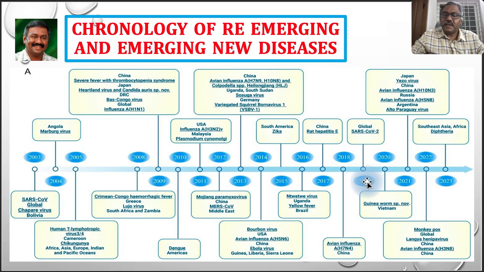In 2019, a big havoc in health globally, severe acute respiratory syndrome coronavirus 2 was seen globally. In 2020, Guinea worm species were seen more in Vietnam. In 2021, in Japan, a virus; in China, avian influenza virus; in Russia, avian influenza virus of a different strain, that is H5N8. In Argentina, Alto Paraguay virus was seen. In 2022, monkeypox virus was seen globally. Langya henipavirus was seen in China. Avian influenza virus H3N8 strain was seen in China again. Then in 2023, in Southeast Asia and Africa, a diphtheria outbreak was seen.